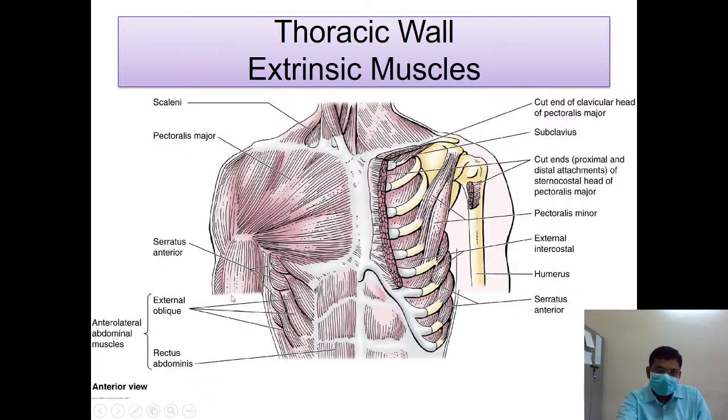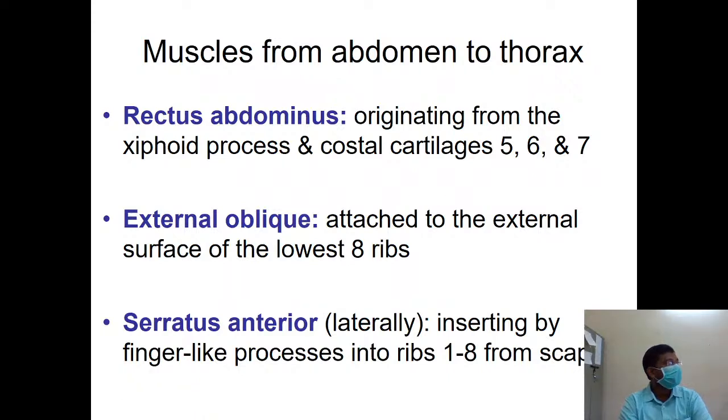And in an unopened section, you can see the pectoralis major, scalene muscles, the external oblique, and the rectus abdominis muscle, which is also coming to this thoracic region, towards the thoracic cage. So these are all the other helpful muscles, the muscles which come from the abdomen to the thorax.